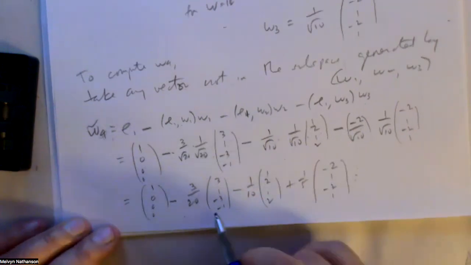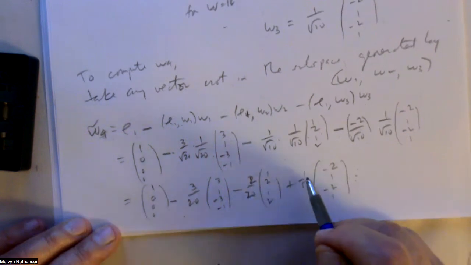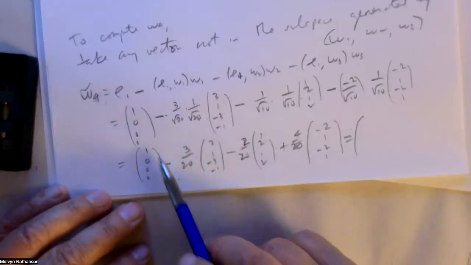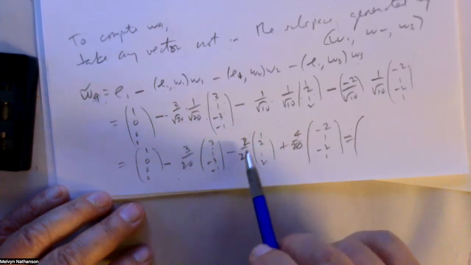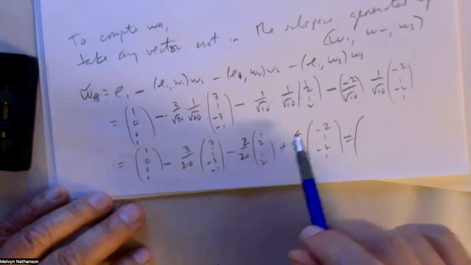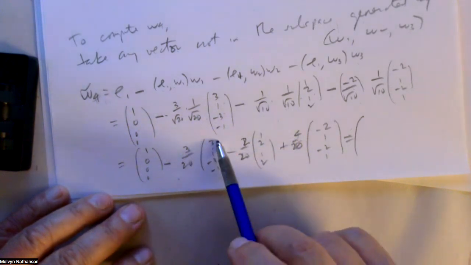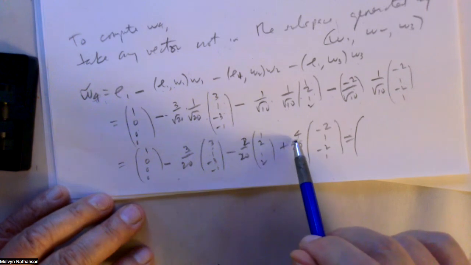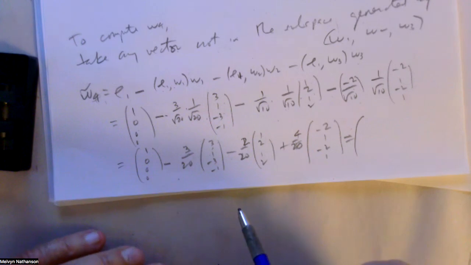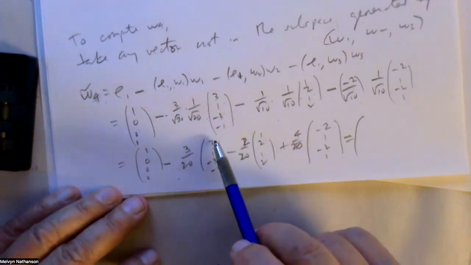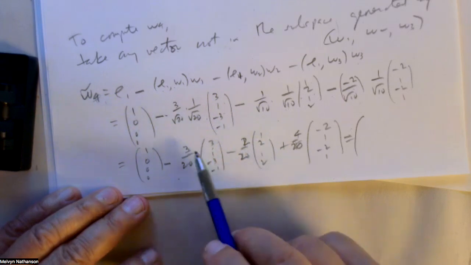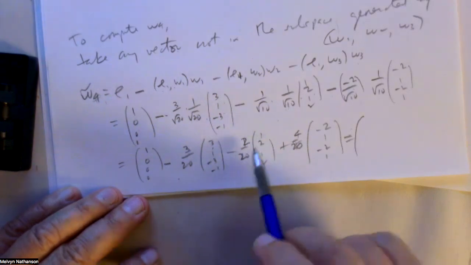Let me put everything over a common denominator of 20. 1 over 10 is 2 over 20. 1 over 5 is 4 over 20. So what do I get? When I subtract these, compute this linear combination, I get 1 minus 9 over 20 minus 2 over 20. That's minus 5 over 20. Minus 10 over 20. Minus 2 over 20 is minus 12 over 20. Minus 8 is minus 20 over 20. That's minus 9 minus 2 is minus 11.